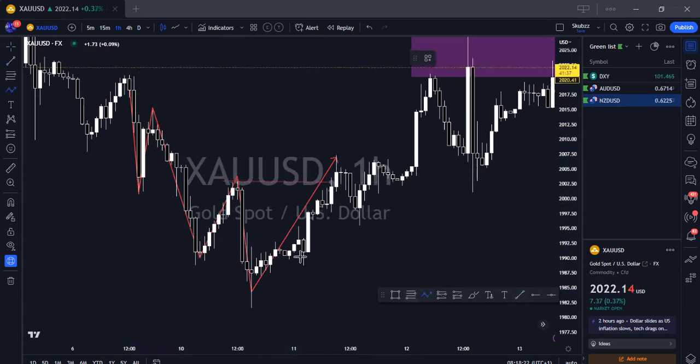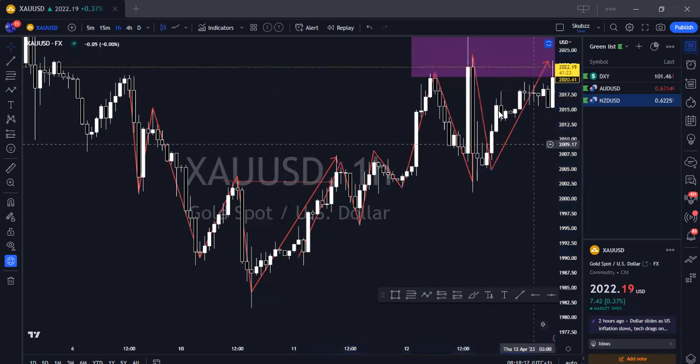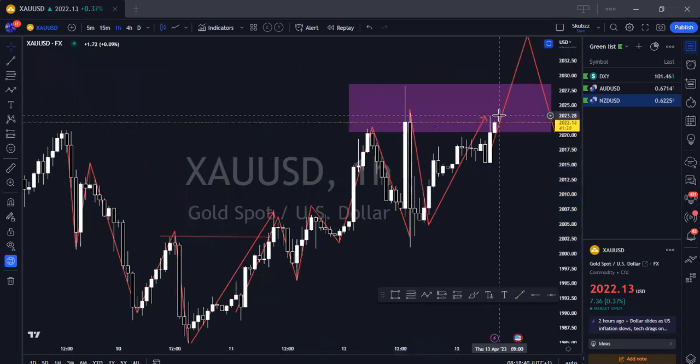And you can see after that, we created a higher low, equal high, higher low, higher high, and more or less another higher low. Then price is going up right now. It has not created another higher high yet. Do you understand?